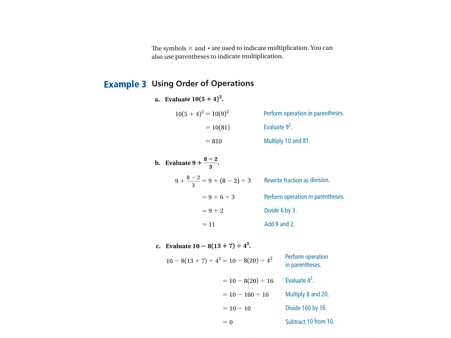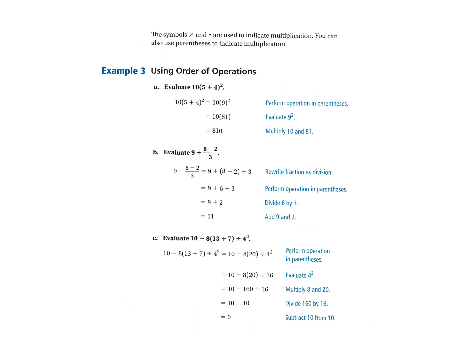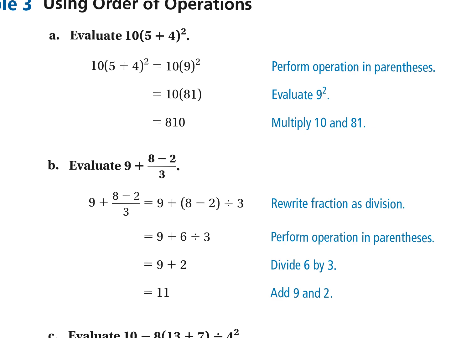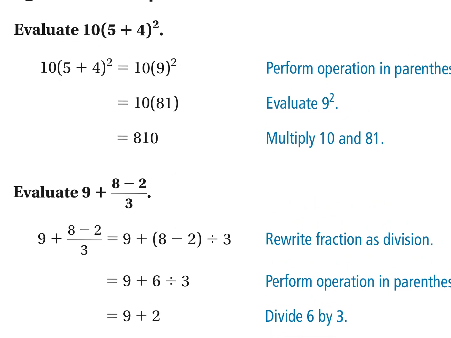Here are some more examples. It says the symbols times and dot are used to indicate multiplication. You can also use parentheses to indicate multiplication. We talked a little bit about that too. So when you have that number that's right next to the parenthesis, we know we're multiplying. So when I see something like problem A, where the 10 is right next to here, that means I'm going to be multiplying 10 times whatever it is inside here. So I would do 5 plus 4 first to get 9. Then would I multiply 10 times 9 or would I do 9 squared? 9 squared, which is 81. And then the last thing I will do is multiply 10 times 81 to get 810.